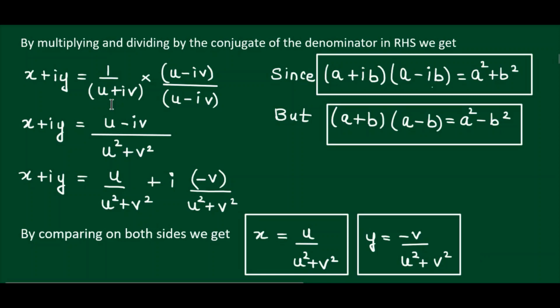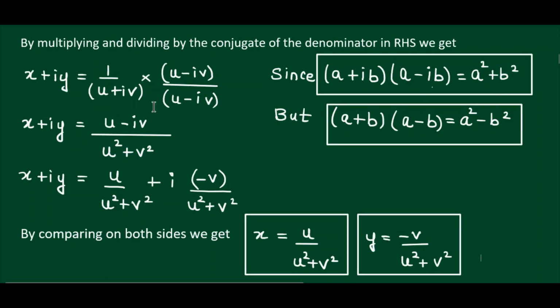You may notice in the denominator we have (u plus iv) into (u minus iv), which is nothing but u square plus v square, because I have made use of this identity. That is, (a plus ib) into (a minus ib) is a square plus b square. You will get this by opening the brackets and cancelling the terms and substituting i square as minus 1. Notice that this is different from the identity you have already studied. You know that (a plus b) into (a minus b) is nothing but a square minus b square. You have studied this in algebra, but this is the identity which we use in complex analysis.